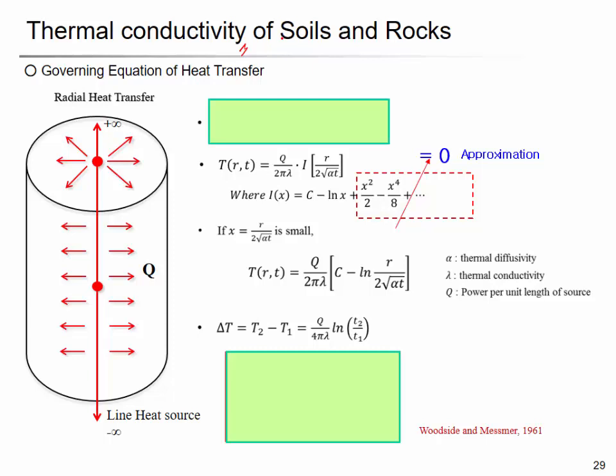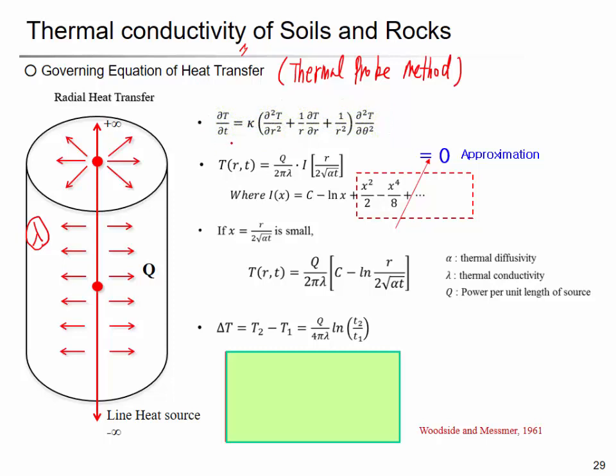So people use the thermal probe method. So this is the basic theory for the thermal probe method. And the governing equation: assume that you have a line heater that is infinitely long, inserted in the medium, so that what we are trying to do is find the thermal conductivity of this medium surrounding this line heater. And then when there's a heat flux coming out of the line heater, the temperature change around this line heater can be expressed by this equation, the first one. So this is the radial heat flow.